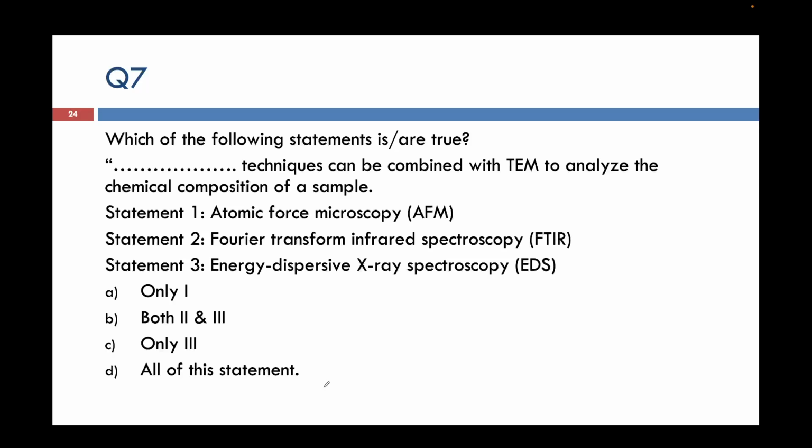Here, which of these techniques can be combined with TEM to analyze the chemical composition of the sample: atomic force microscopy, Fourier transform infrared spectroscopy, energy dispersive X-ray spectroscopy? Which statements are true? Only three. Yes, only energy dispersive X-ray spectroscopy can be combined with the TEM to analyze the chemical composition. When we do energy dispersive spectroscopy, we get the EDS information, and we can also do EELS, electron energy loss spectroscopy.